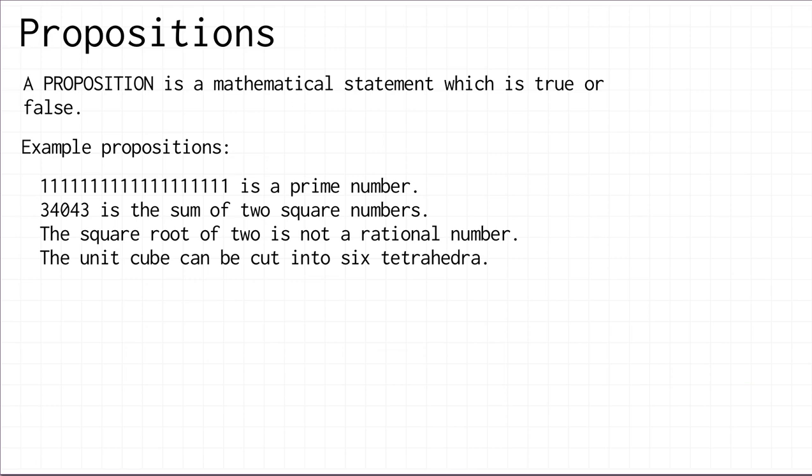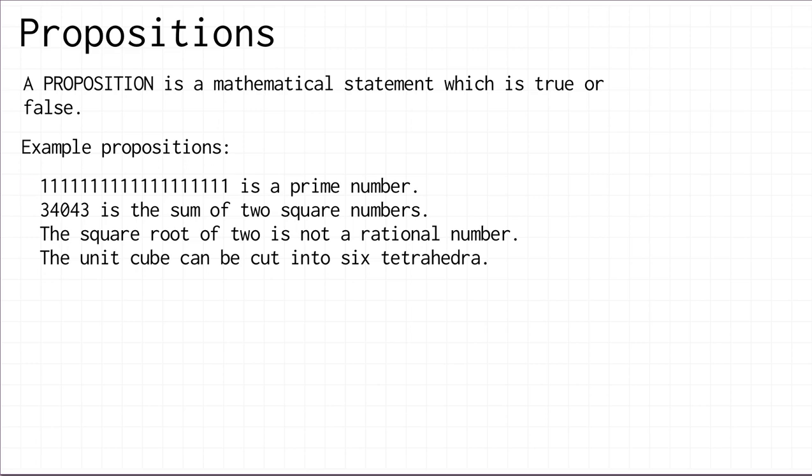Let's begin with a definition of a proposition. So we have a fairly informal definition here, which says that a proposition is a mathematical statement which is true or false. So the statement has to be true or false in its own right. You can't require any extra further information in order to determine whether it's true or false.